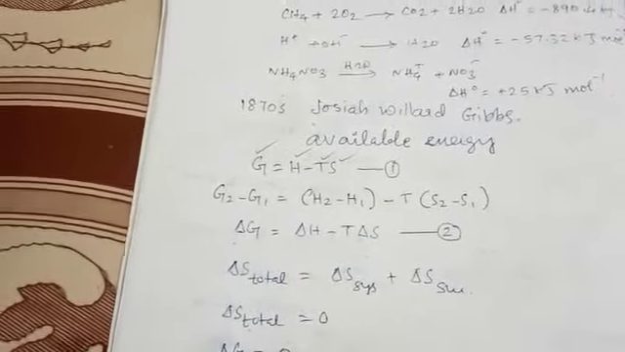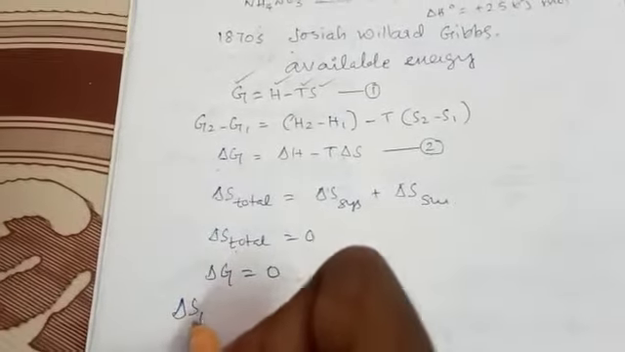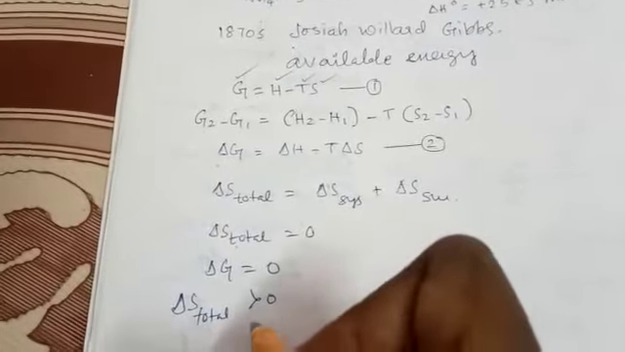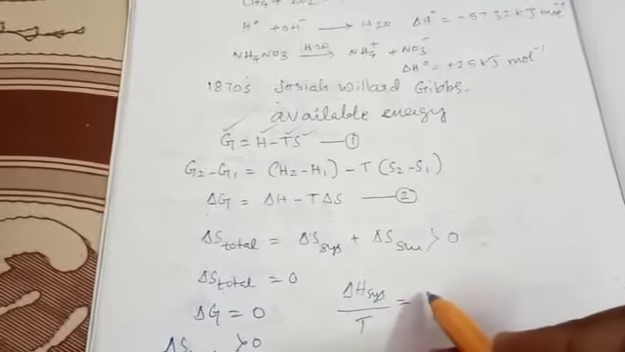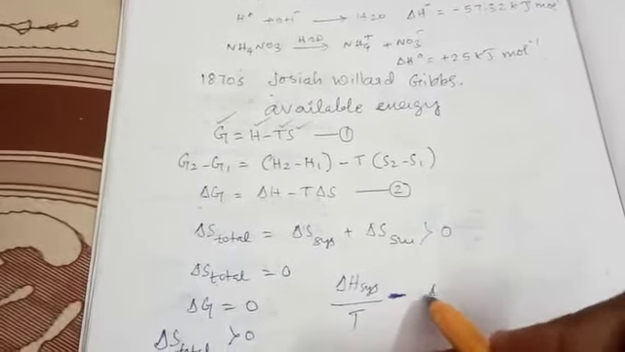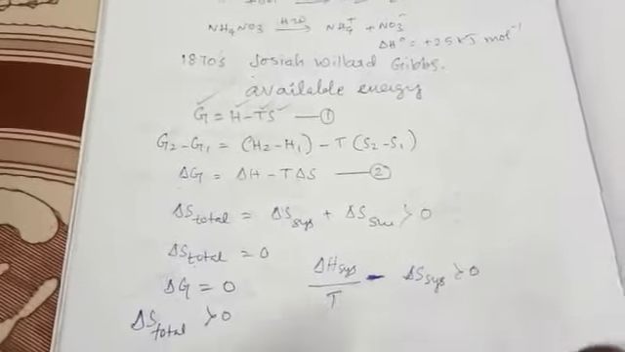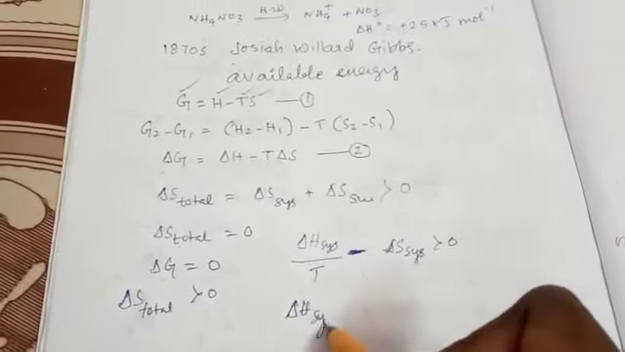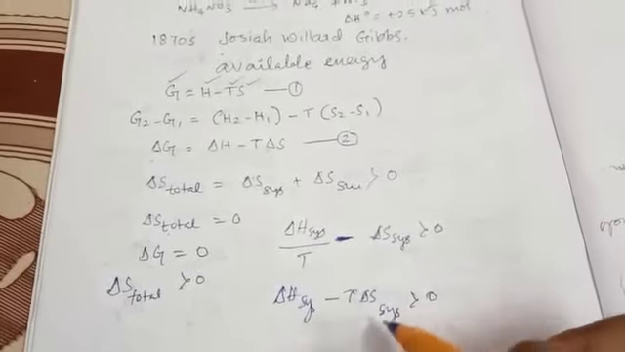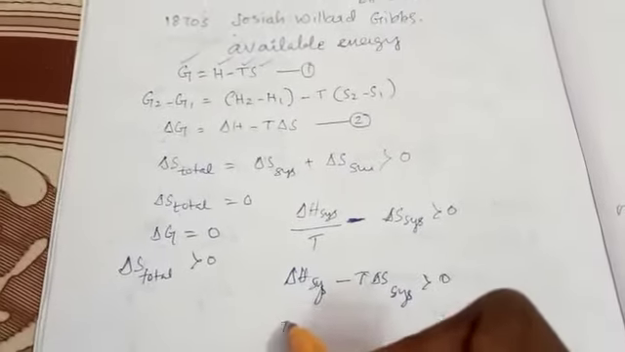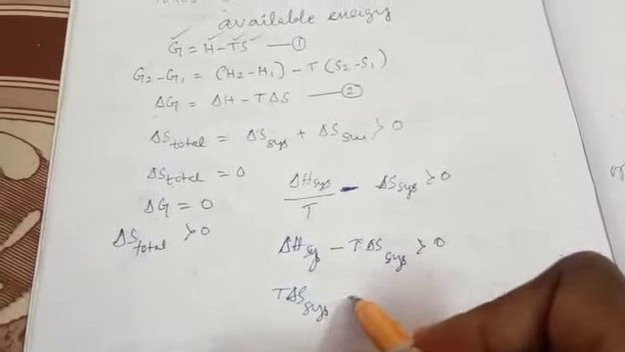For a spontaneous reaction, delta S total is greater than 0. That means delta S system plus delta S surroundings is greater than 0. That means minus delta H system divided by temperature plus delta S system is greater than 0. So delta H system minus T delta S system is less than 0, otherwise T delta S system minus delta H system is greater than 0.